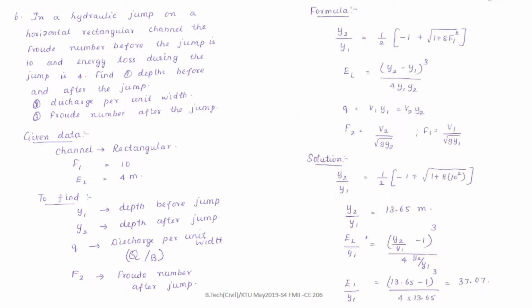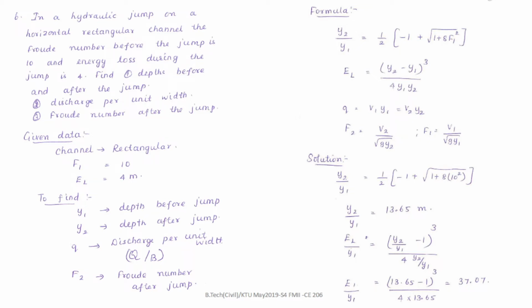So you are having a hydraulic jump. They have given the Froude number before the jump and the energy lost during the jump is given. You have to find three things you have to find. One is depth before and after the jump, discharge per unit width you have to find, and the Froude number after the jump you have to find.